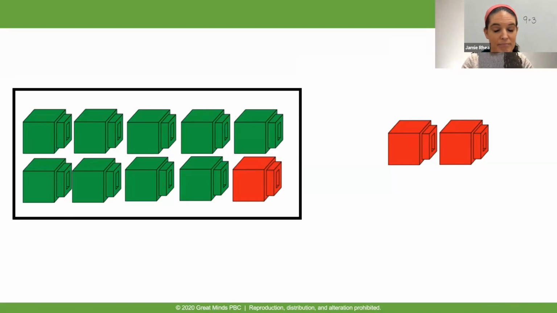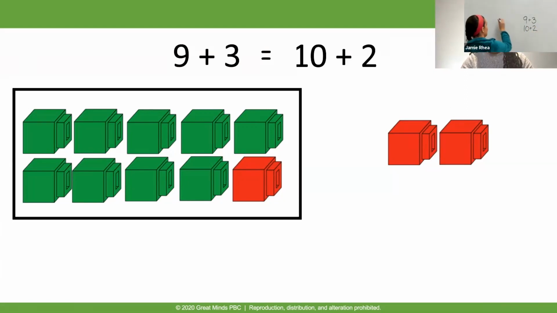Take a moment to look at our new piles. What is our new expression? What could we write? 10 plus 2, because we have 10. Did you say 10 plus 2? So 9 plus 3 is the same as 10 plus 2. 10 plus 2 is 12. Yep, 12. And 9 plus 3 is 12. You got it, 12. So how many cubes do Maria and Tony have? They have 12 altogether. Yes, Maria and Tony have 12 cubes.